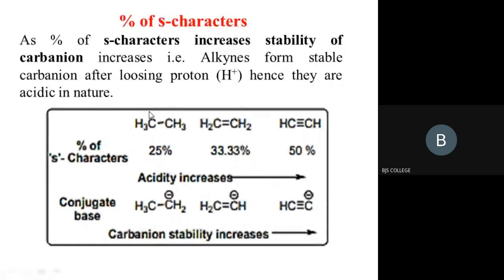If you have a minus R effect, then the carbanion becomes highly stable. But if you have a plus I or plus R effect in the molecule, then it makes the carbanion highly unstable. And if the percentage of s character is high, then again the carbanion becomes stable. And therefore, alkynes form a stable carbanion as compared to alkenes and alkanes.